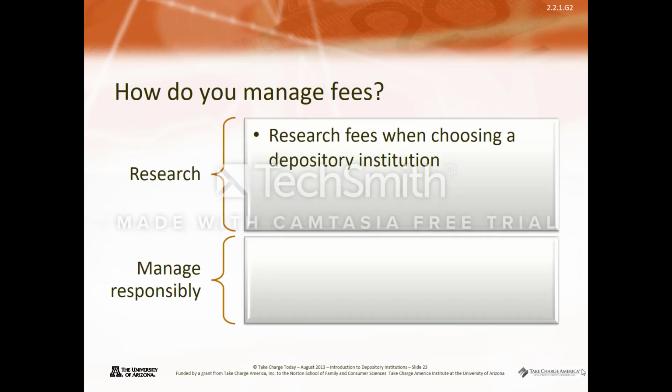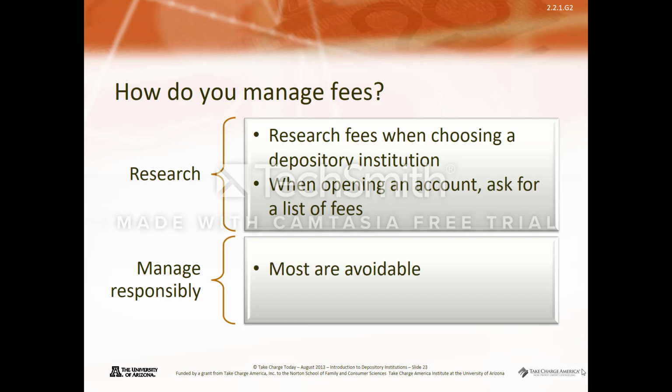Make sure you know what the fees are. Research them. Ask questions. Ask for a list of fees. Most fees are avoidable, and you need to manage your account responsibly. It's your job to know what your account is doing and what fees you're paying. That's why we check statements. Check your banking statements as well. I already taught you to use your credit card to check your credit card statements.